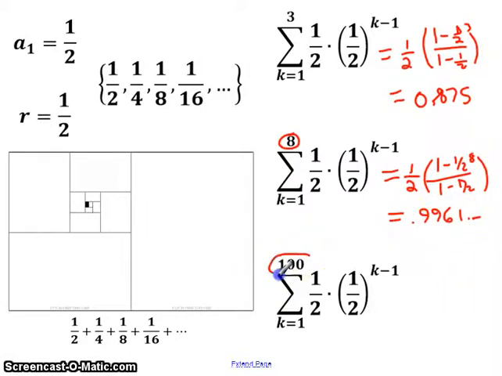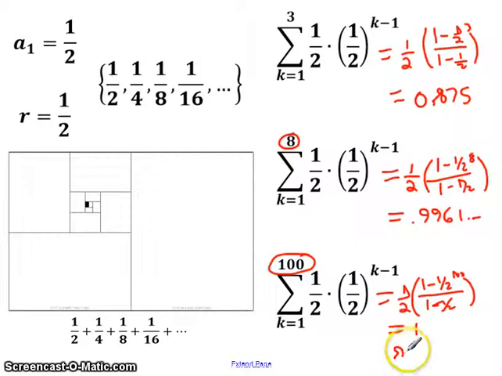And then finally, what happens if we go out to 100? Well, if we plug this in, we get the same formula, 1 minus 1/2 to the 100th power divided by 1 minus 1/2. If you plug that into the calculator, you're going to get something that looks like equal to 1. But we know it's actually 0.999999 and so on, because it's got to be slightly less than 1. We haven't added one little tiny piece that we could still cut in half, but it's a very, very small piece. So we're pretty close to 1 in this case.